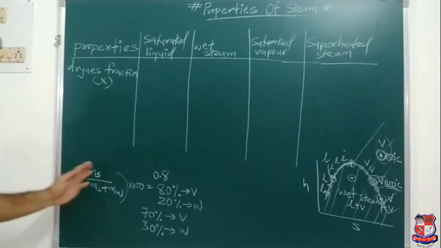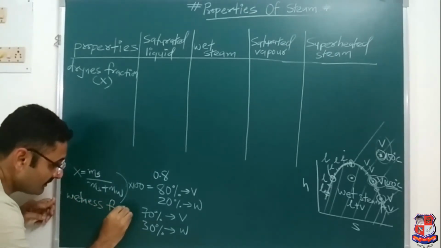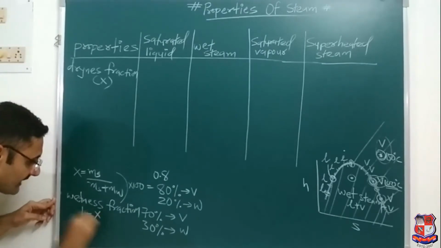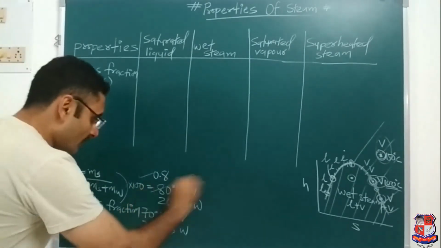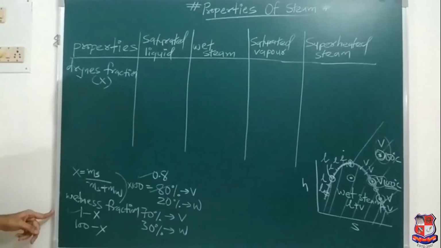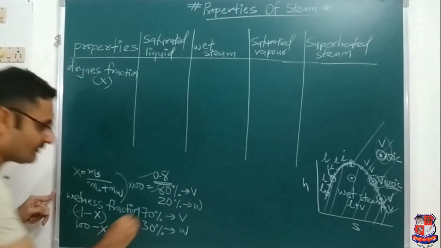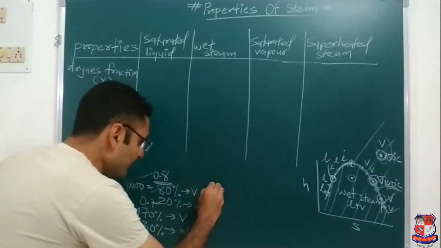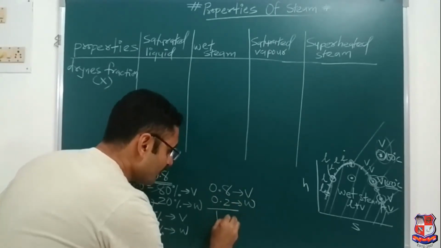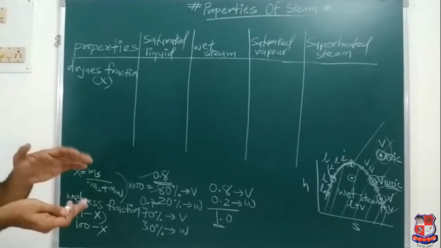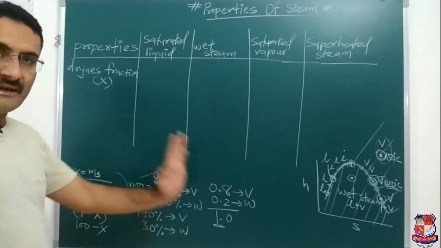Now opposite to this, another term is known as wetness fraction. Wetness fraction is indicated by 1 minus x or 100 minus x. In decimal terms you write 1 minus x, and in percentage terms 100 minus x. Generally we prefer 1 minus x, so we select 0.8 or 0.7. If you select 0.8, then 0.8 is vapor and the remaining 0.2 is water, so the total will be 1.0. The value of dryness fraction cannot be greater than 1; it is between 0 and 1.